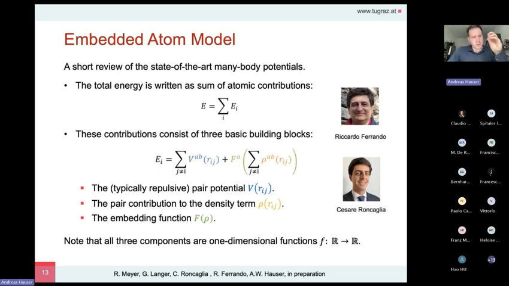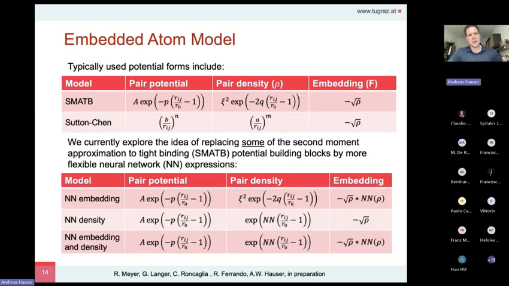But here, the energy contribution for each atom has three basic building blocks. One is a typically repulsive pair potential, here in blue, and the second term has two parts. One is the so-called pair contribution to the density term, where you basically have a description of the local nuclear density distribution around the specific atom that you're interested in. And then you have a nonlinear function that translates this density into an energy contribution. This is called the embedding function. And this is all physically motivated. For these functions, for example the embedding function or the pair potential, there are certain analytical expressions that stem from certain models. For example, the embedding function is typically proportional to the square root of the density.